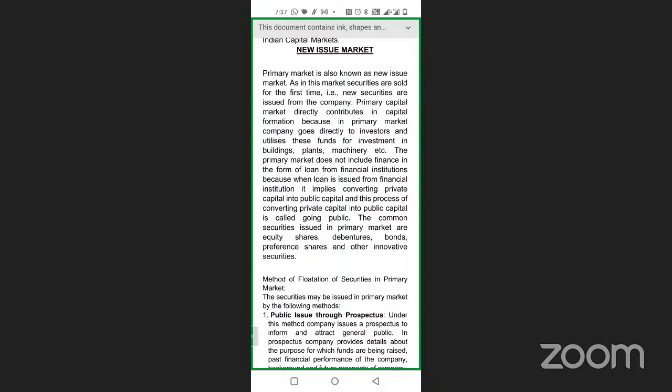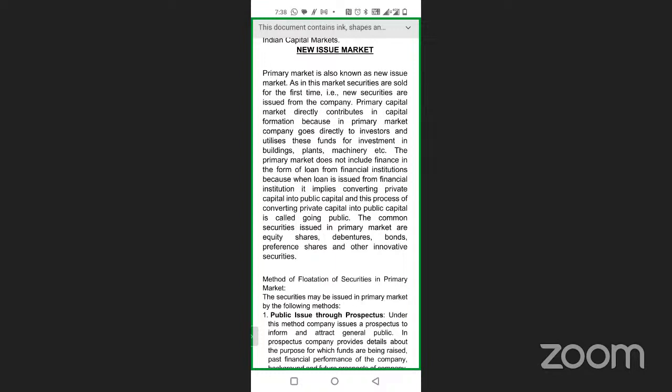For an example, Mr. X is having a company. Earlier it was a private limited company. Now Mr. X wants 1 crore rupees, 1 or 2 crore rupees, to start his own venture. When he wants to start his own venture and he needs money, there are certain ways to arrange the money or arrange the capital.